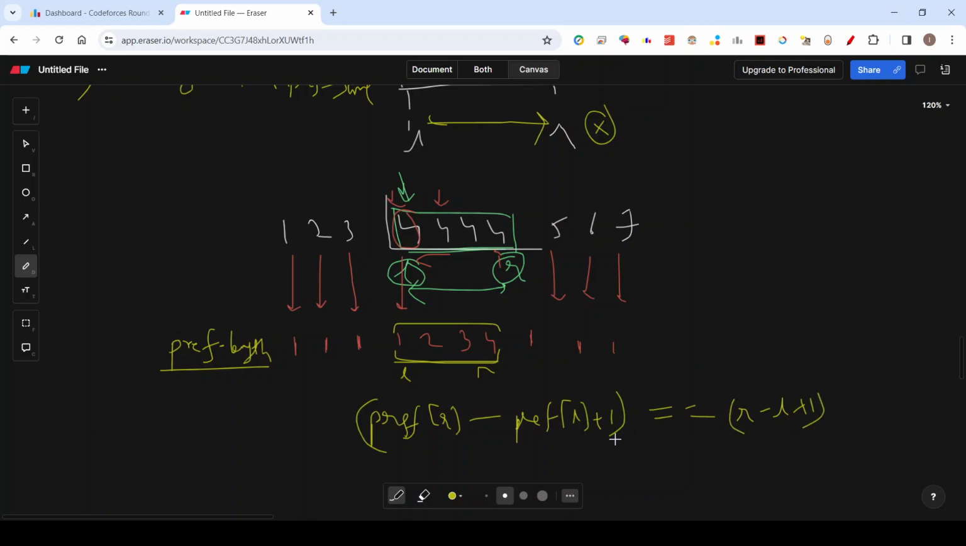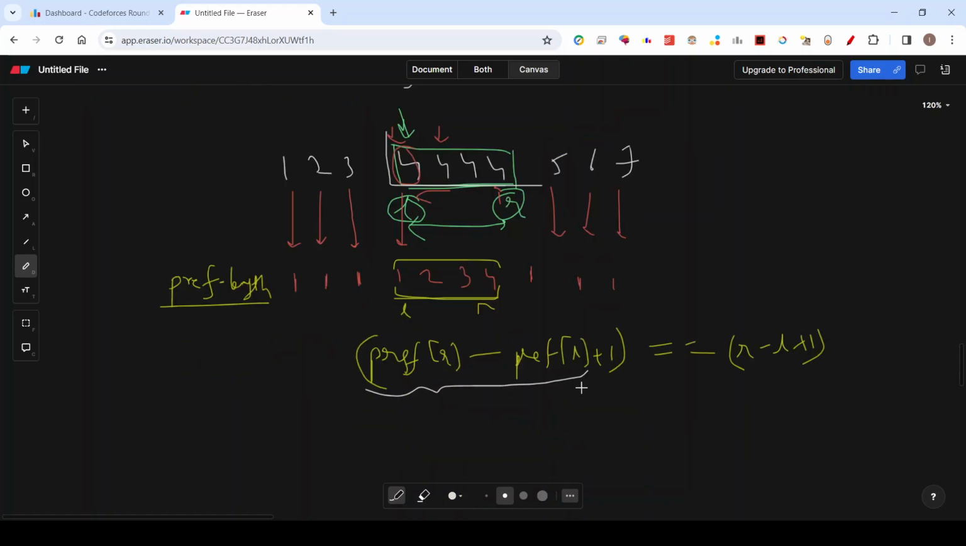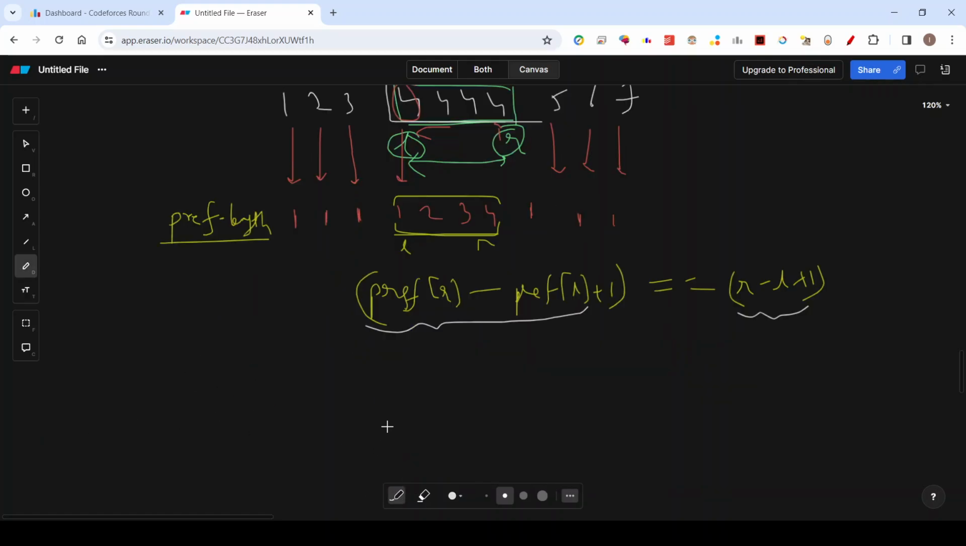So if these are equal, then I am sure that, because this denotes how many numbers are contiguously present in that subarray, and this denotes the length of the subarray. So if for this subarray, R minus L plus 1 elements are there, then I'm sure that all the elements are the same. Let me take a different example.